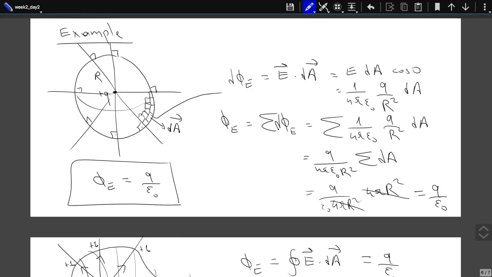Isn't the area related to the radius? Can we take the radius out? Which one? dA is not related with dr. Not for this surface.